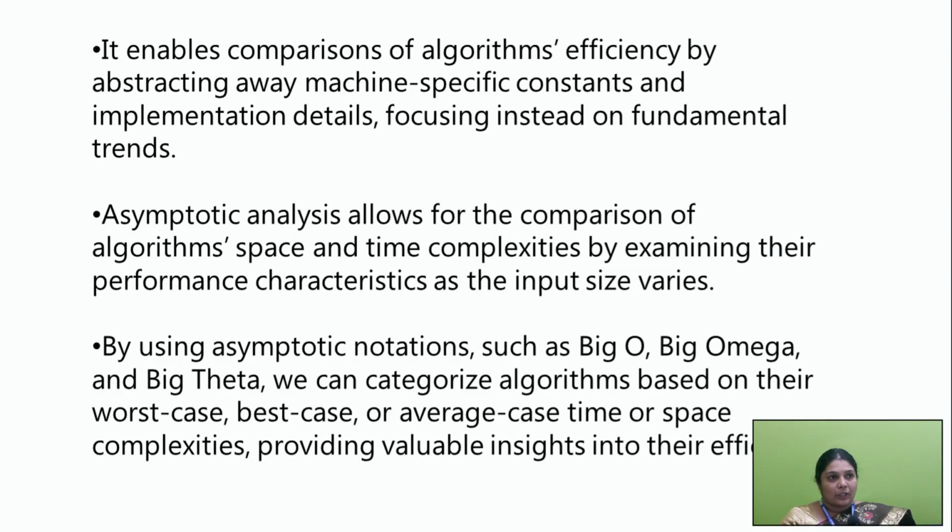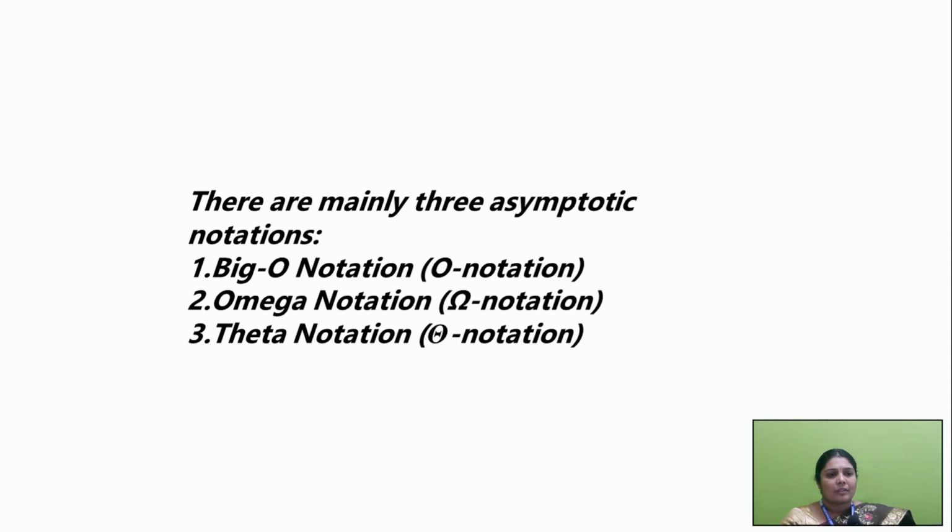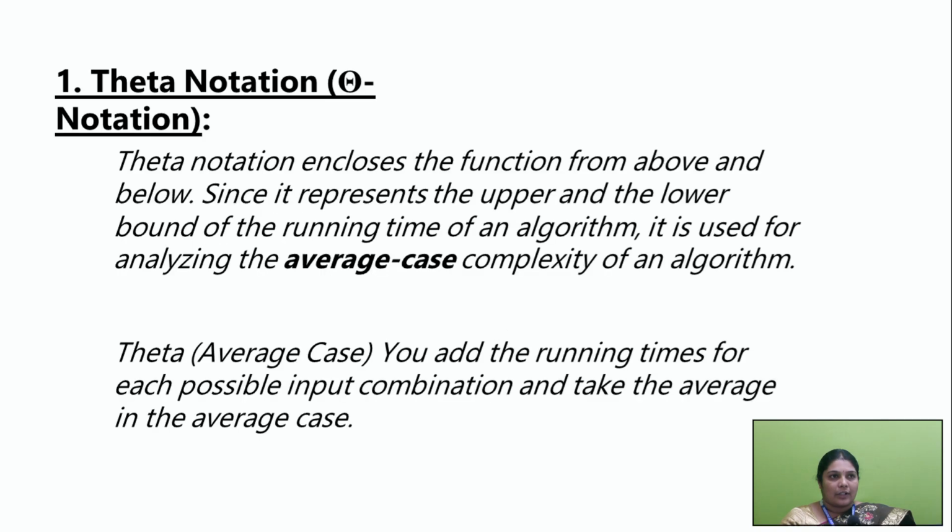By using asymptotic notations such as big omega, theta and big O notations, we can categorize algorithms based upon their worst case, best case and average case, and their time or space complexity, providing valuable insights into their efficiency. Next, there are three main asymptotic notations. First one is big O notation, second is omega notation, and third one is theta notation.